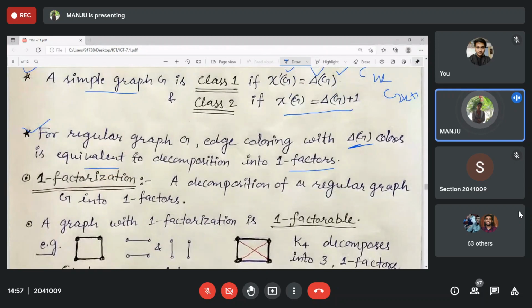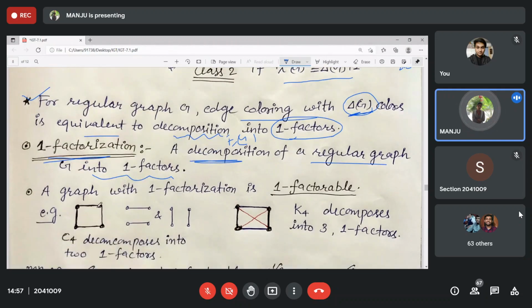So that's why I'm saying the edge coloring with this many colors decomposes E(G), the edges of G, into one factors. Clear? And the process I was trying to explain is known as one factorization. That is the decomposition of a regular graph into one factors. That means in C4 we have two one factors. One is these two edges forming the one factor, and the remaining also forms a one factor. If it is R regular, it is two regular, so two one factors exist.